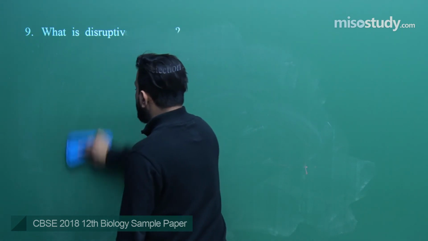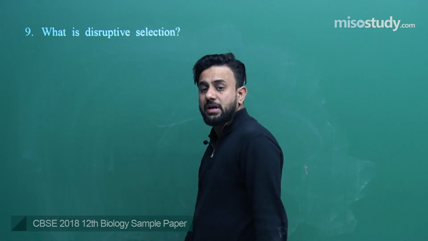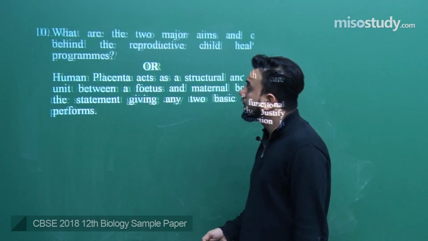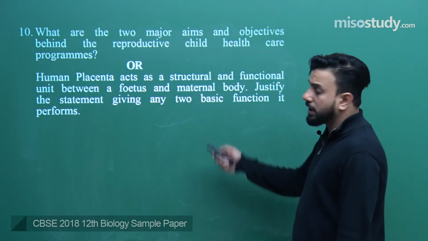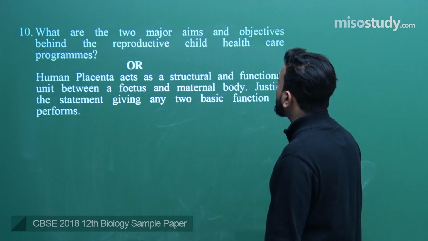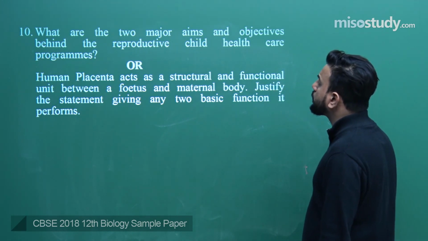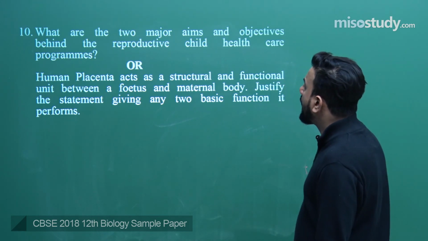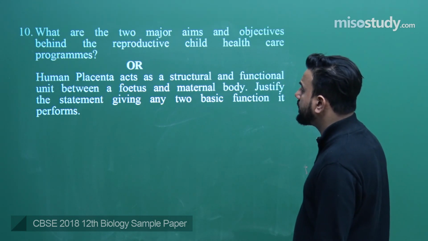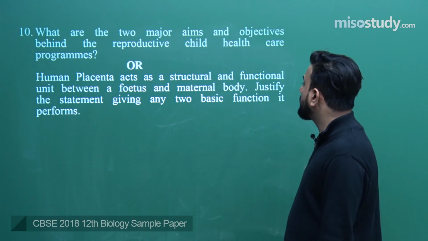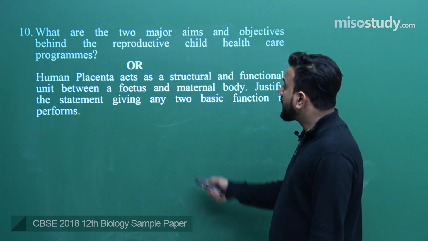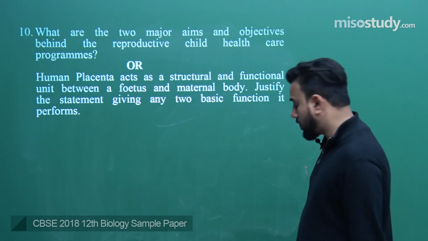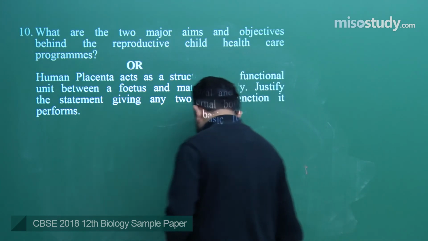So from section B, we have finished 4 questions, and now we come to the last question. What are the two major aims and objectives behind the reproductive child healthcare program? Or, the human placenta acts as a structural and functional unit between a fetus and the maternal body. Justify the statement giving any two basic functions it performs.